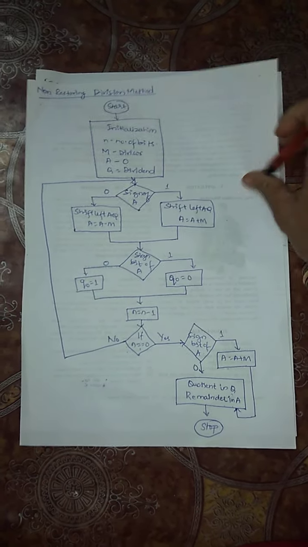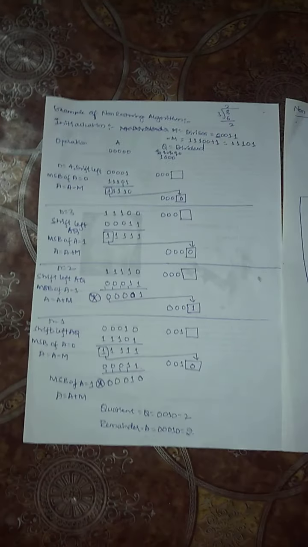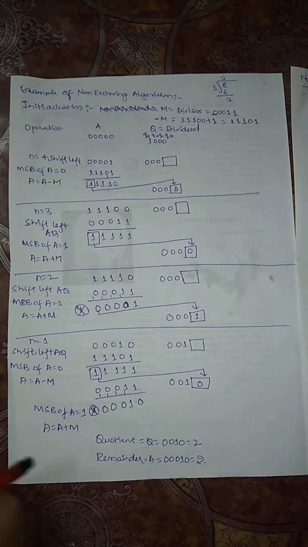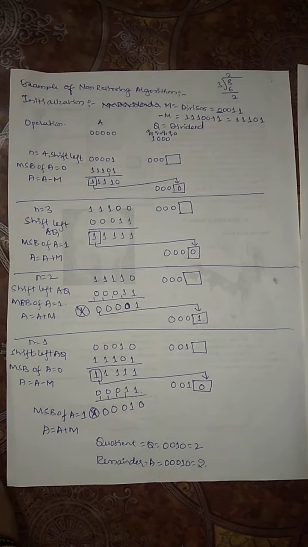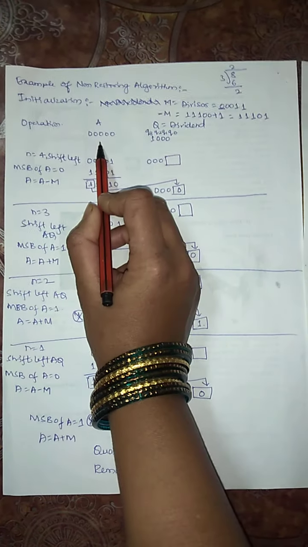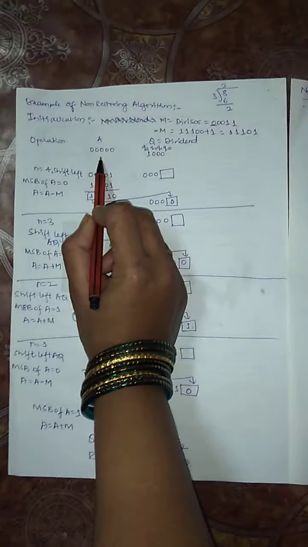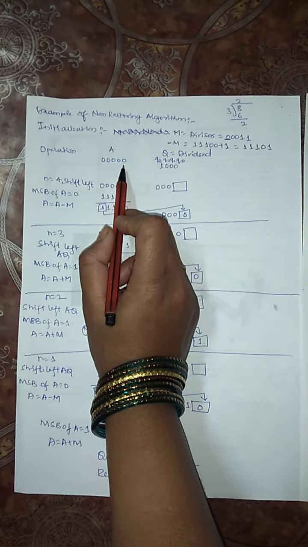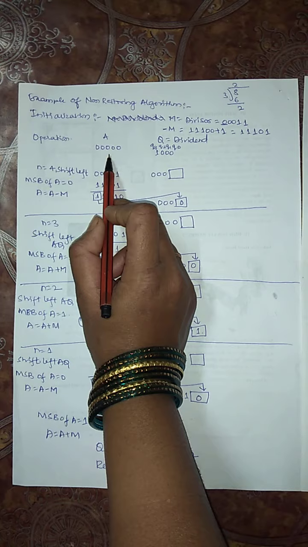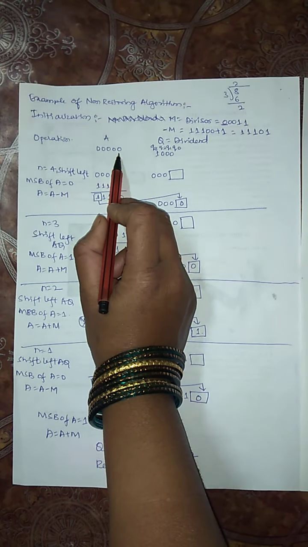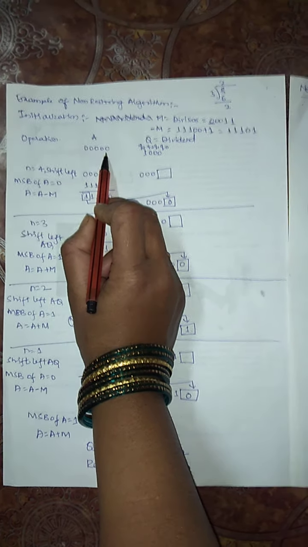Let us take one sum, then it will be very easy for understanding. First step, initialization. What are we going to do in initialization? A is equal to 0. How many bits? 5 bits. Now N is equal to 4, I have taken 4 bits. So 4 plus 1, 5 bits. A is equal to 0, 5 bits of 0 I am going to take here.